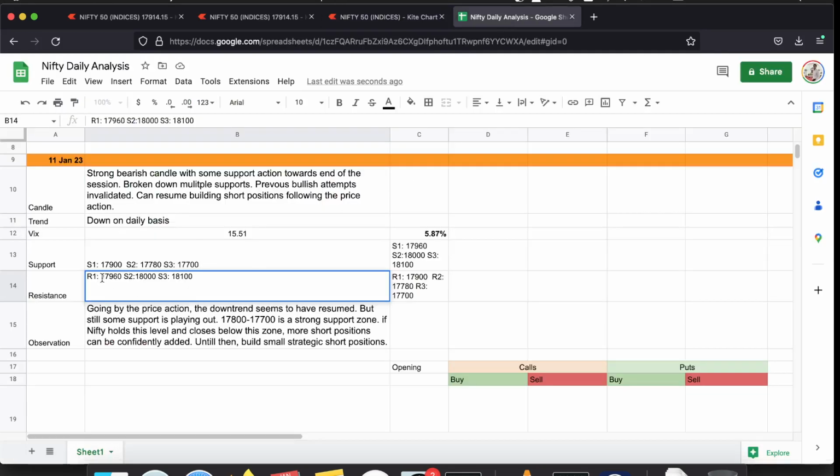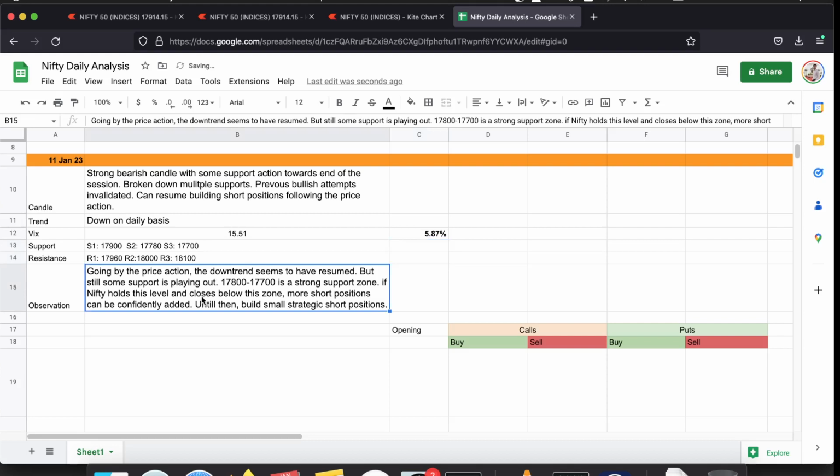So I mentioned that 17,960 is the first resistance, and 18,000, which has been a support or resistance for the past few sessions, is the next resistance if Nifty chooses to test it. And in case 18,000 is broken, 18,100 can be the third resistance.